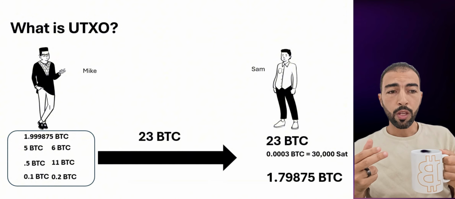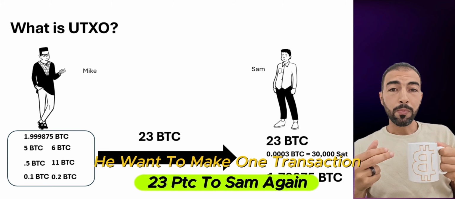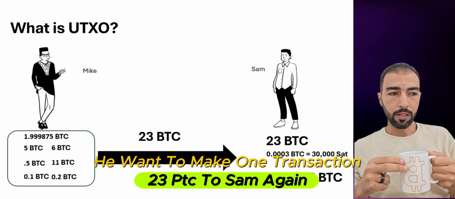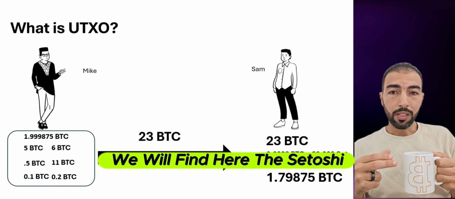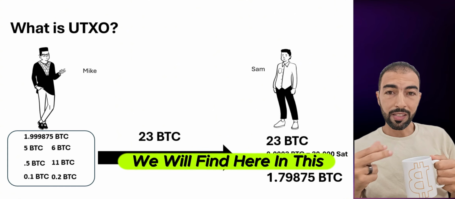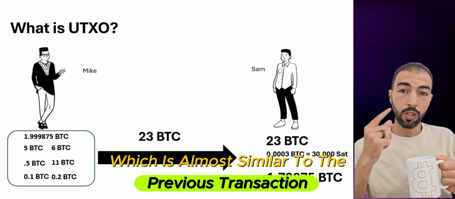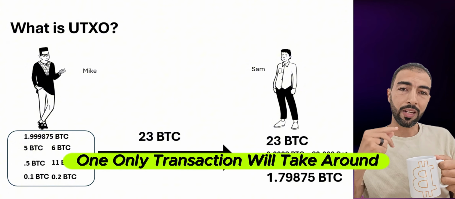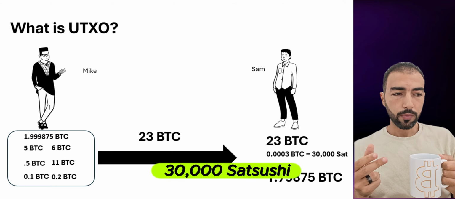So let's assume Mike has a lot of transactions and a lot of UTXOs, a lot of remainings. He wants to make one transaction of 23 BTC to Sam again. We will find here the Satoshi fee is almost double. In this transaction, which is almost similar to the previous transaction, the one transaction will take around double the fees, 30,000 Satoshi.